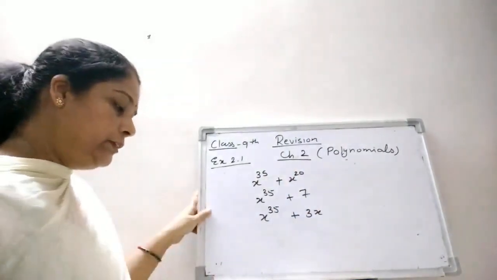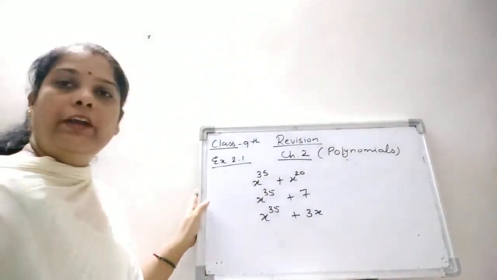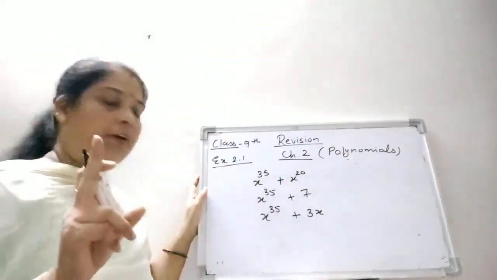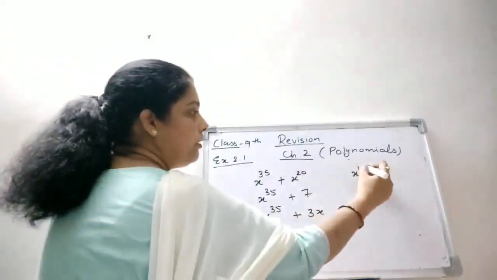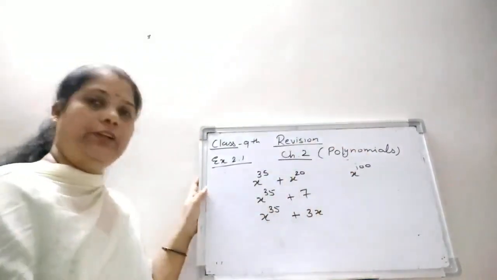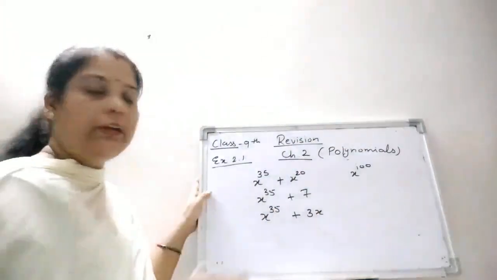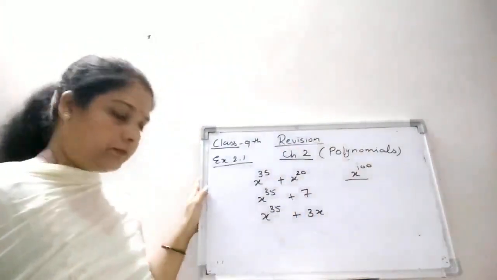Now the next one is a monomial of degree 100. Monomial means one term only, an expression with one term. We can take x^100. The degree should be 100, so x^100. This is the answer.